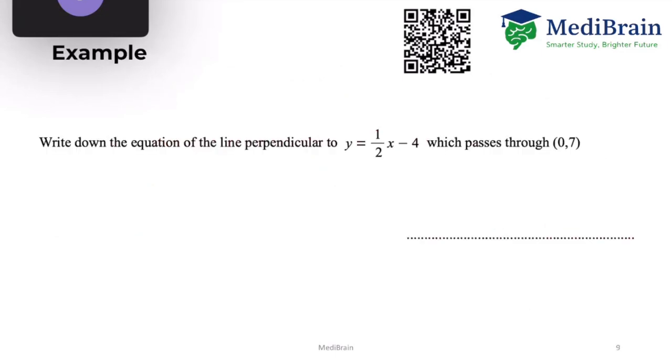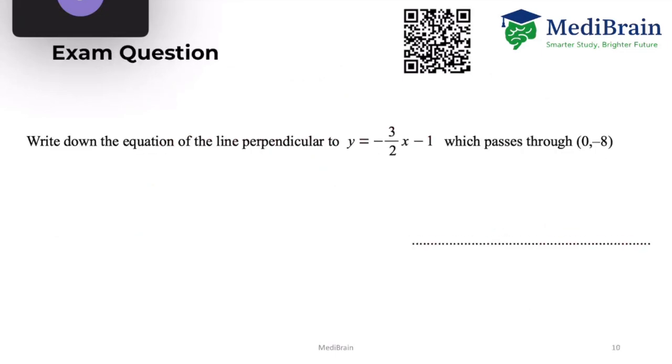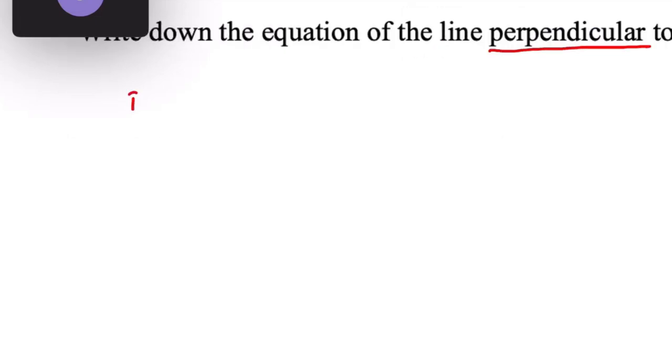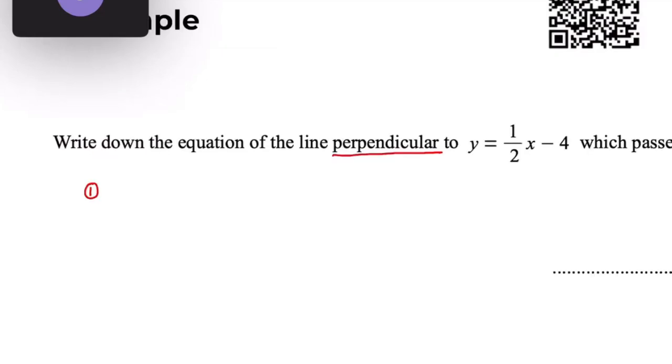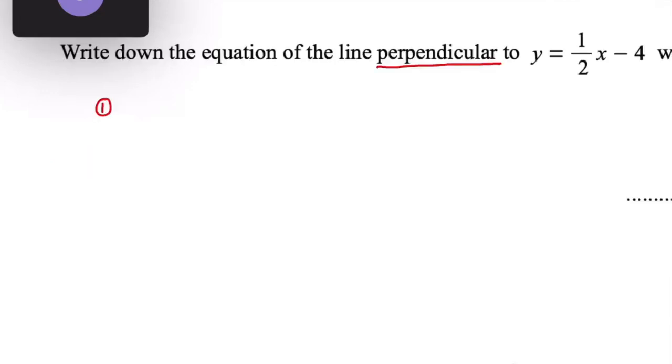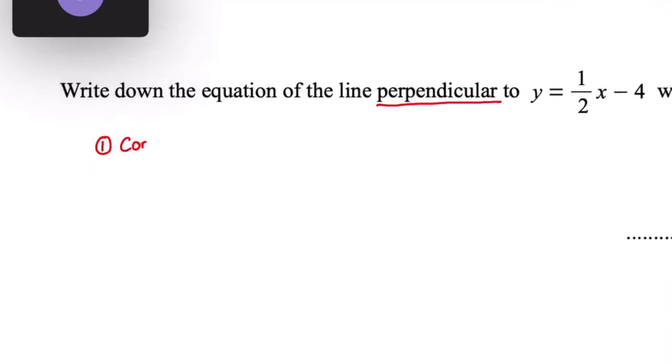So I'm going to run through an example, and then I'm going to give you guys an exam question to have a go at. It says write down the equation of the line perpendicular to y equals a half x minus 4, which passes through 0, 7. When you're working with perpendicular lines, step 1 is to get the original equation into the correct format.